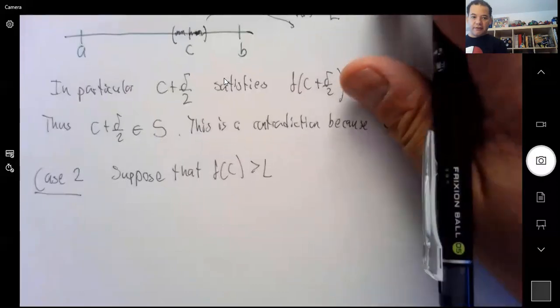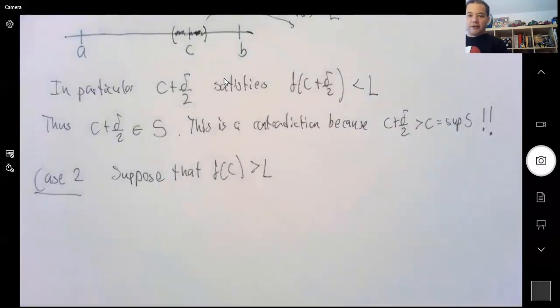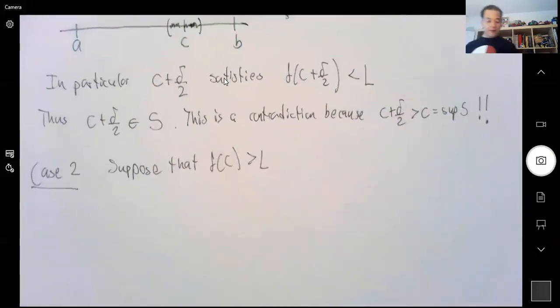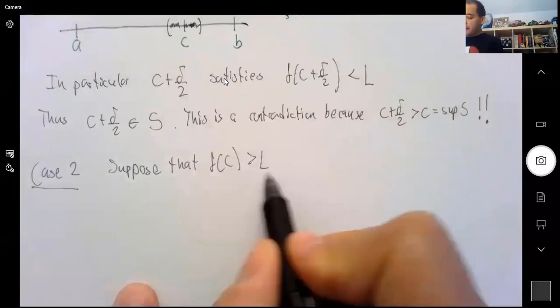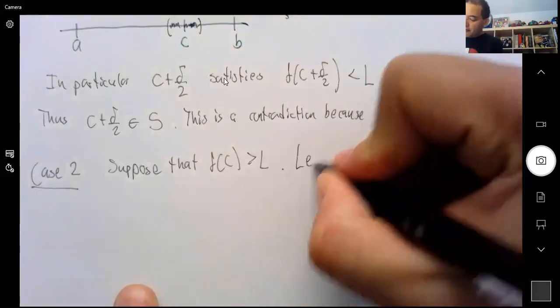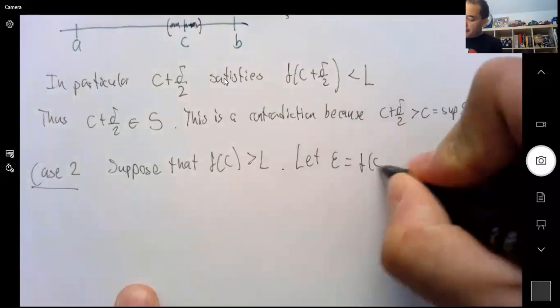Okay, so this didn't happen. Now let's suppose that it is the other way around, that f of C is greater than L. And what are we gonna do? Well, a similar thing. So we're gonna pick as our epsilon the distance between these two. So let epsilon be f of C minus L.